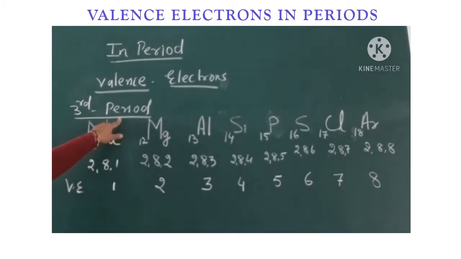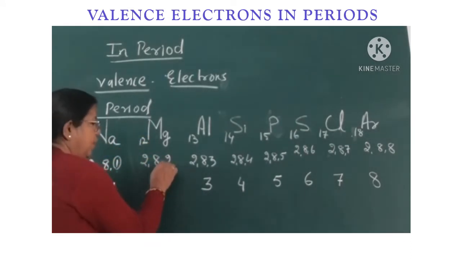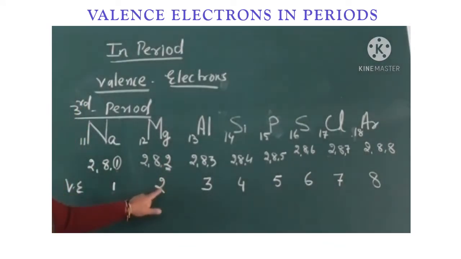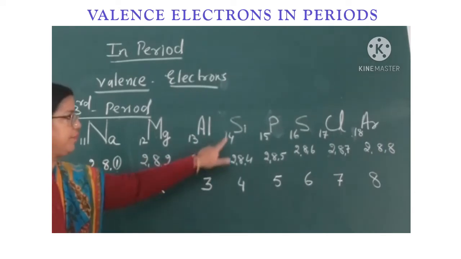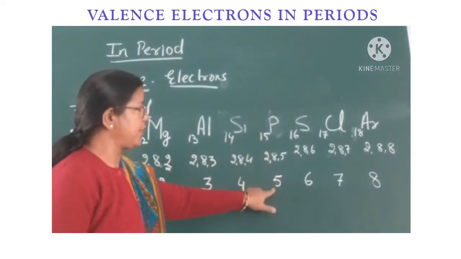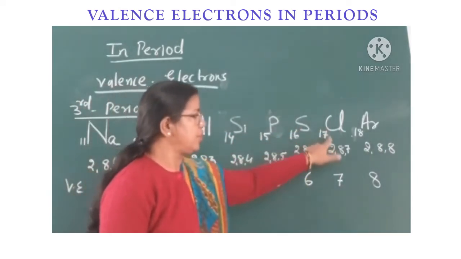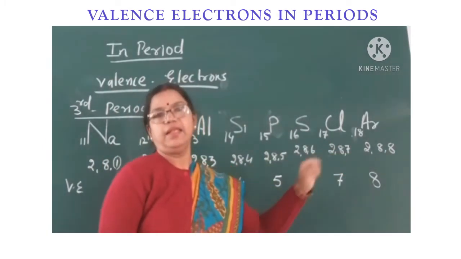Already you have learned about the valence electrons. The electrons present in the outermost shell of an atom of an element are called its valence electrons. So the valence electron of sodium is 1. Magnesium, the electrons present in the outermost shell is 2. So the valence electrons of magnesium 2, aluminum 3, silicon 4, phosphorus 5, sulfur 6, chlorine 7 and argon 8.